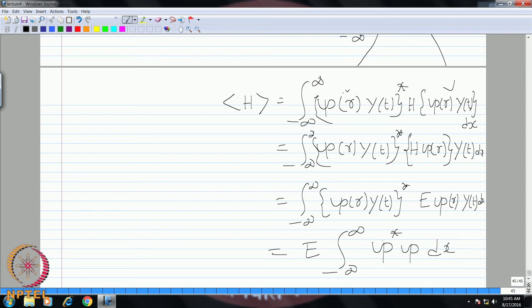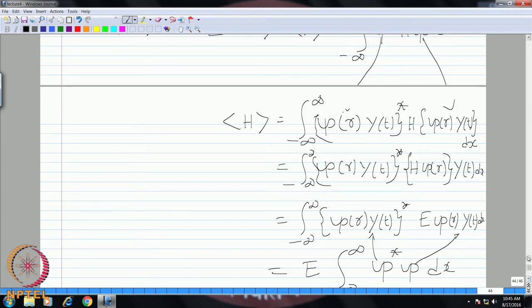right. So, this is psi star which is a function of r and t, this is psi which is a function of r and t, E is a constant pulled out. So, what is this? 1. So, therefore, this becomes equal to E. So, we have shown that therefore, the expected value of Hamiltonian is nothing but this E, so which is also the energy.